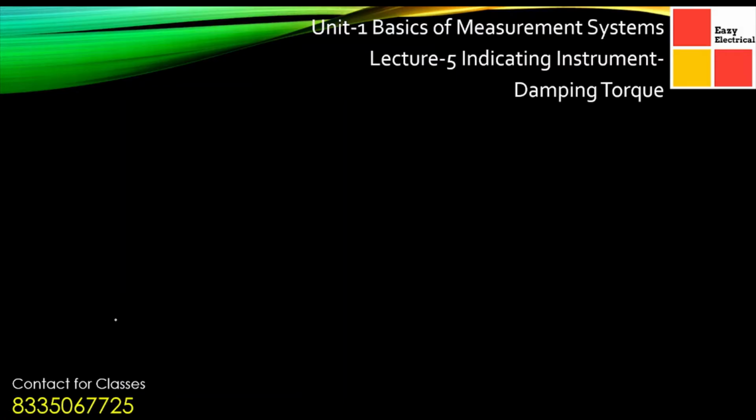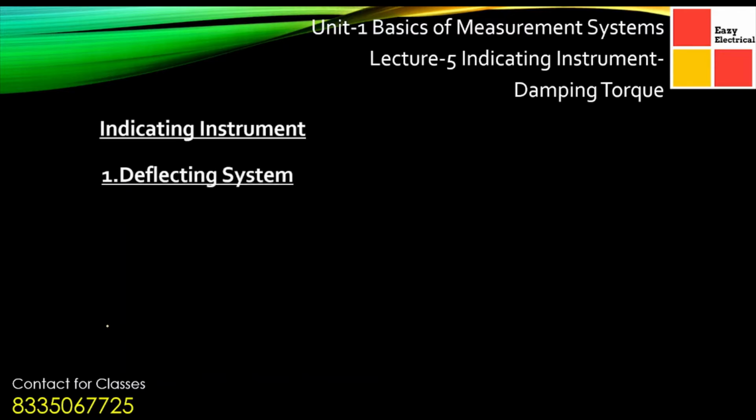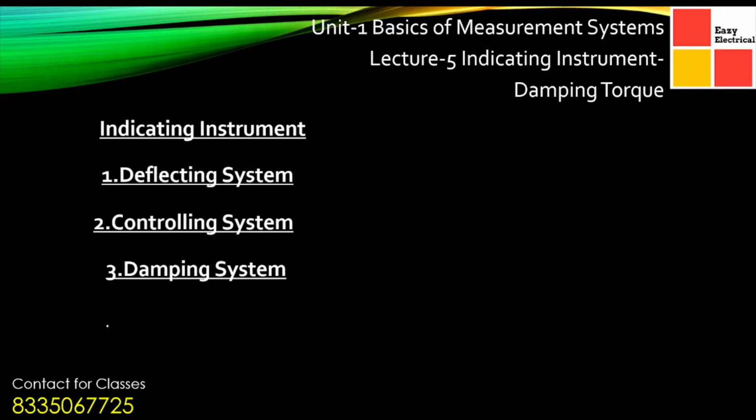So today I'll be taking care of the damping torque portion. We have studied up to the indicating instruments, deflecting torque, controlling torque, and damping system. From the beginning we have seen that the deflecting torque TD is proportional to I in some instruments, and in some instruments TD is proportional to I square. In the earlier class we also saw the details of the control torque. Control torque is proportional to theta, that is the deflection, and in some cases proportional to sine of theta.